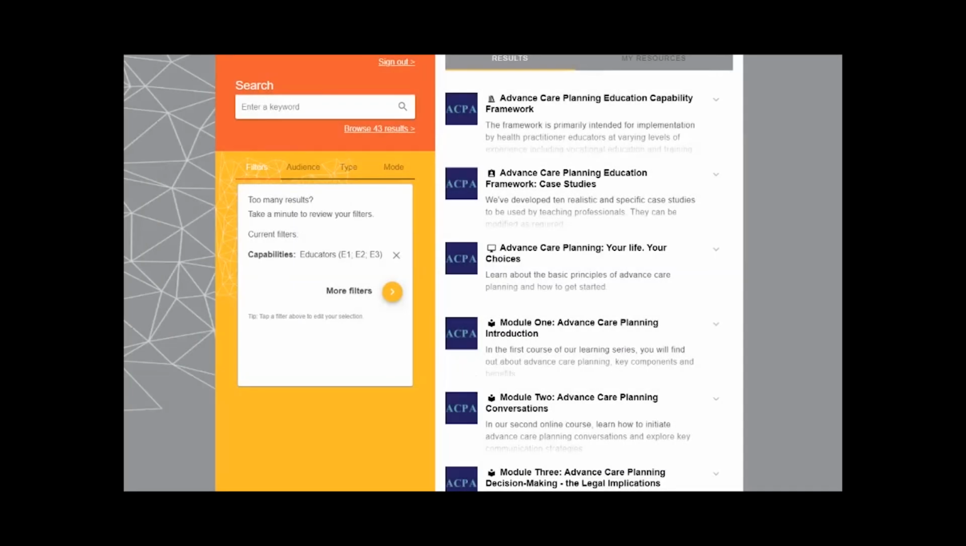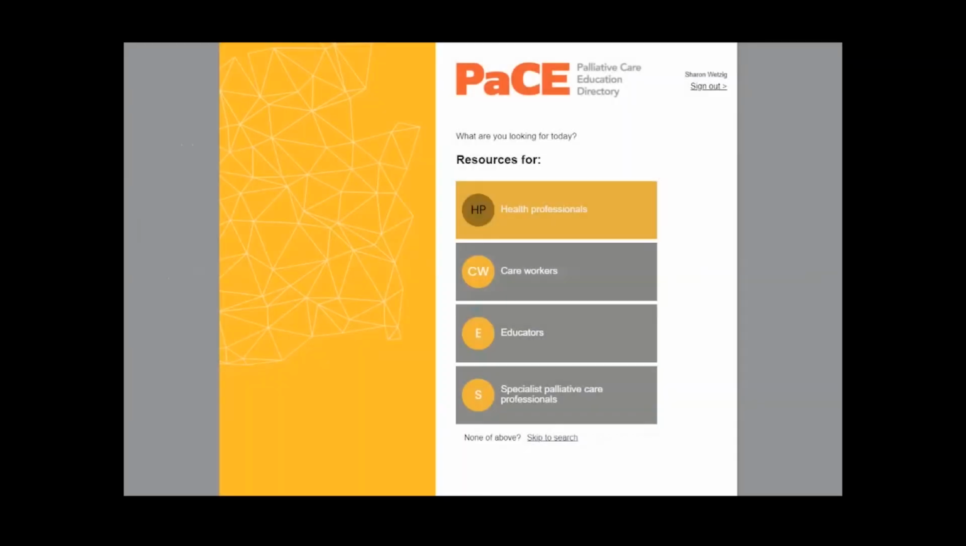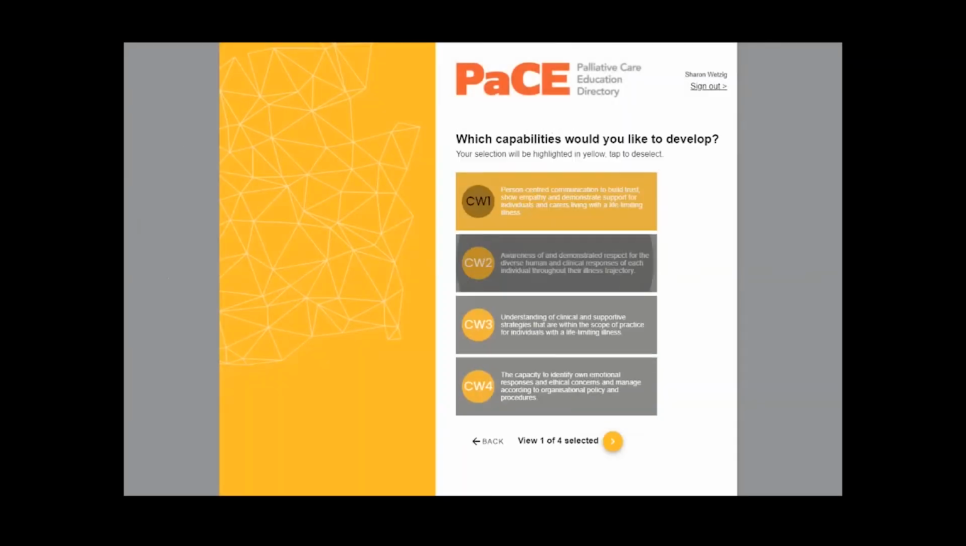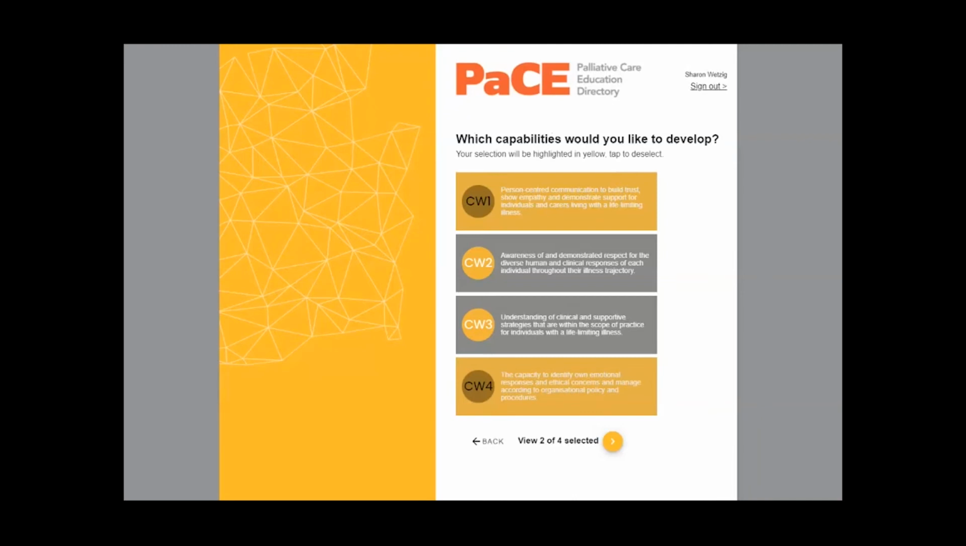Finally, we're going to do a new search looking at care worker capabilities. So we'll remove the current filters and go back to the capabilities. And we'll select care workers. And for this, we'll select Care Worker 1 and Care Worker 4 capabilities. Capabilities in communication skills and self-care.